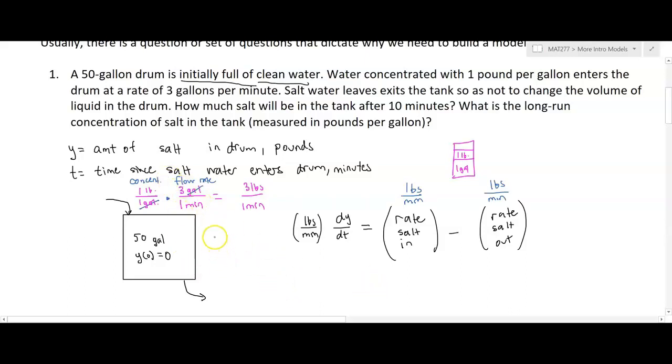Now what I have coming out gets a little bit more complicated, because initially we might think that if you put in 3 pounds and you're pushing the same amount of water in as you are out, because it says here salt water leaves the tank so as not to change the volume of liquid in the drum, we do know that the flow rate out is also going to be 3 gallons per minute.